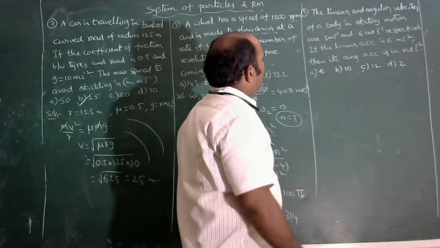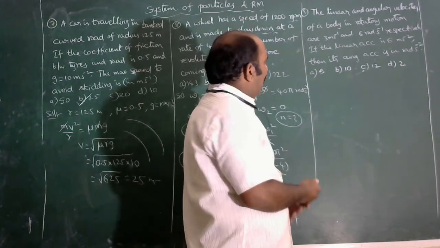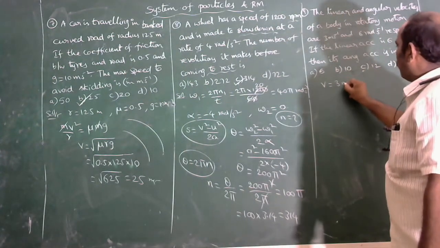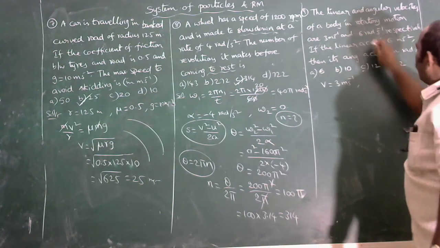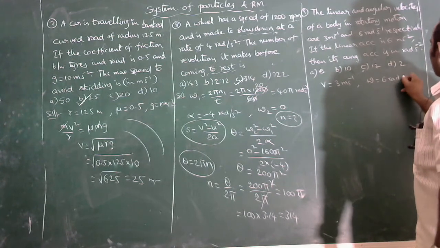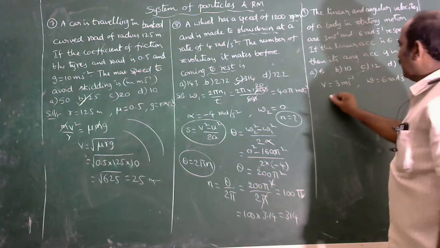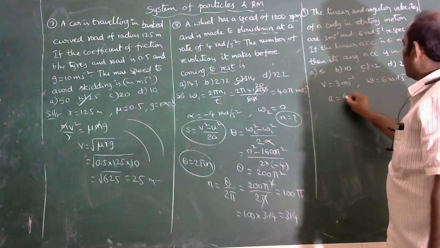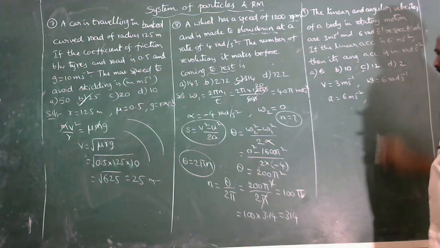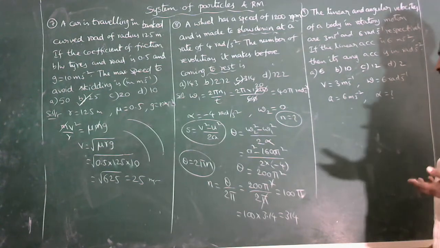Next, ninth one. The linear and angular velocities of a body in rotating motion are: first, linear velocity represented by v is equal to 3 meter per second. And the angular velocity represented by omega is equal to 6 radian per second. Next, if the linear acceleration a is 6 meter per second square, then its angular acceleration alpha is how much? How will it be found?